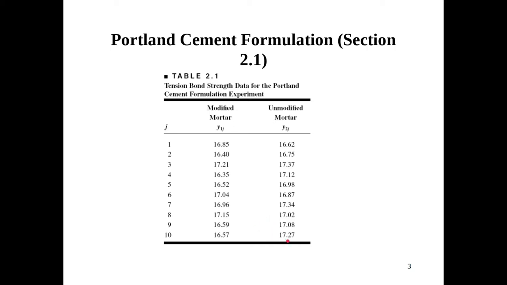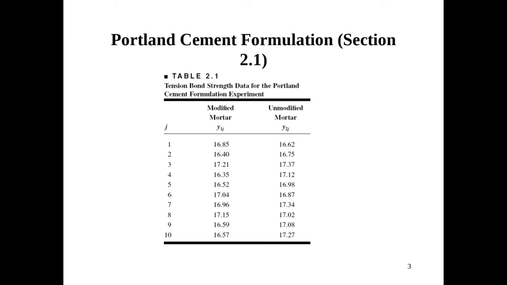For example, if you see here 16.85 in the first sample, versus the sample you compare from the unmodified mixture, 16.62, here you will see that the tension bond strength actually improved. Versus if you look at observation number 10, 16.57 and 17.27, the tension bond strength has decreased. So it's hard to compare because the numbers are all over the place. So we need to plot this data. We need to look at it visually, right?